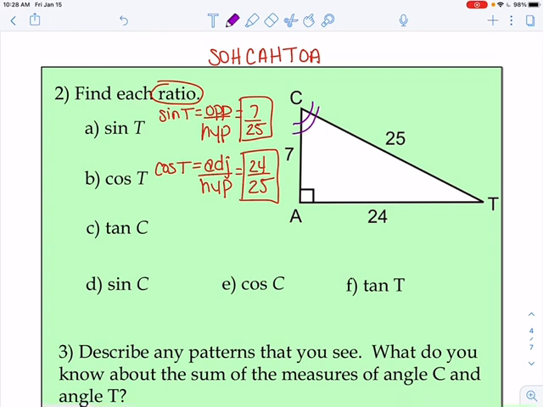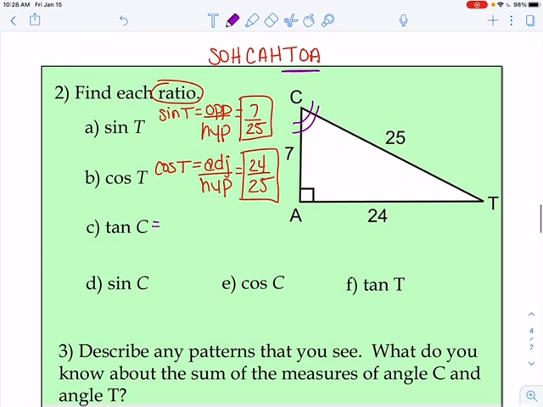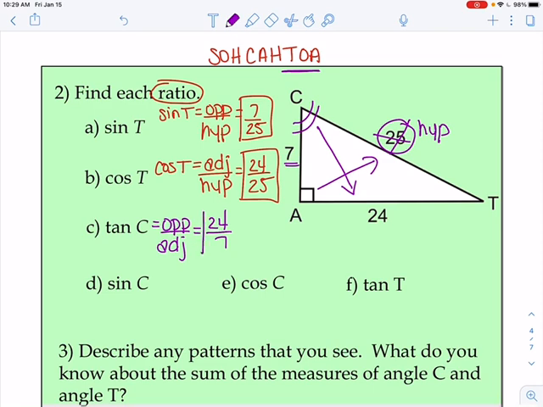So the tangent of C, that's the TOA, is going to equal the side opposite over the side adjacent to C. No matter what, this piece right there is the hypotenuse, so the hypotenuse is not going to come into play in the tangent. The side directly opposite is 24, and my adjacent side is 7. So 24 over 7 is going to equal my tangent.